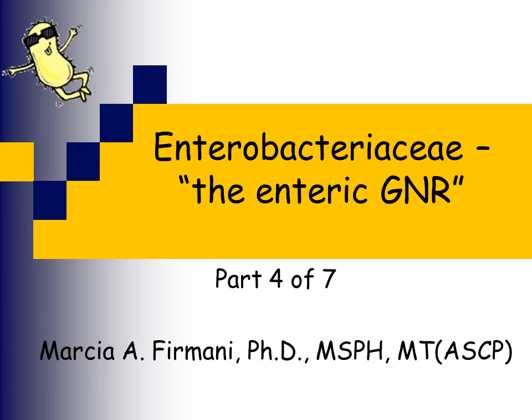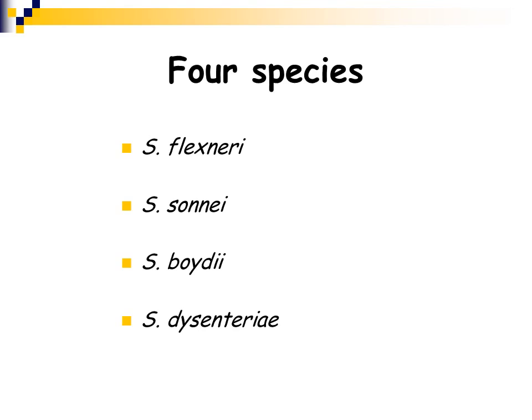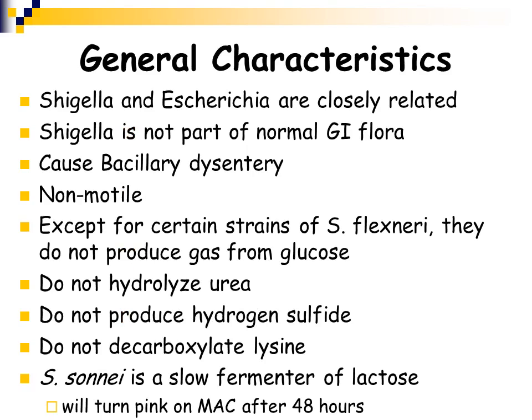We're now moving into the fourth part of our Enterobacteriaceae lecture. And in this lecture, we're going to focus on the organism Shigella. There are 4 species of Shigella that are medically relevant, and these are Flexneri, Sonnei, Boydii, and Dysenteriae.